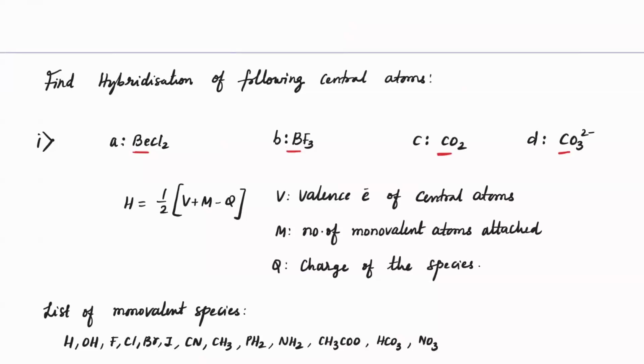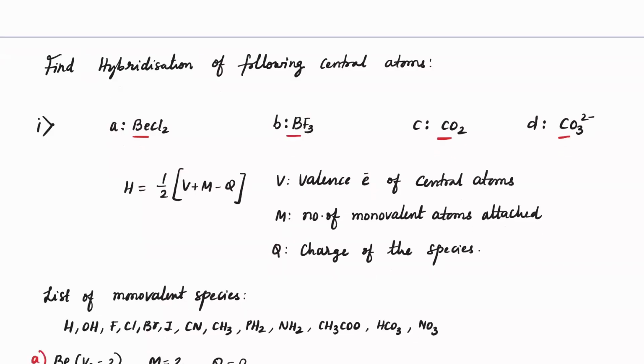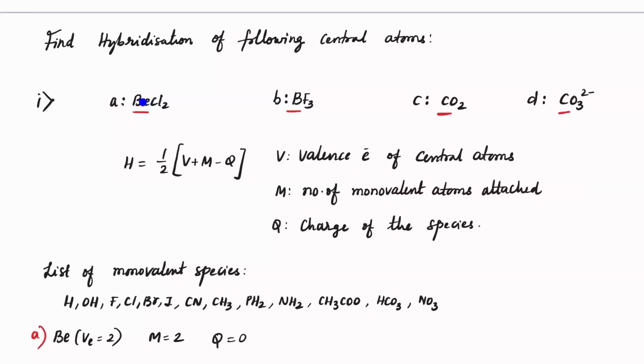Now let's see. If our objective is to just find out what the hybridization is, okay? Let's see. If my objective is to find the hybridization of beryllium, boron, carbon, and this carbon in all these cases, correct? What I will do, simply I will use this formula.